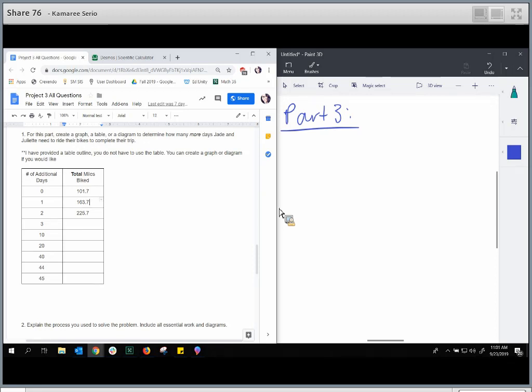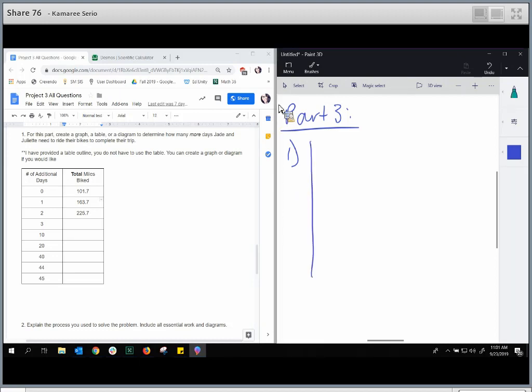Notice my X is number of additional days, and then my Y is the total miles biked. Okay, so this table is 0 starting technically on day 3, right? Because this is how many miles they bike those first 2 days. So what you do for number 1 is essentially just complete this table or draw your graph or your diagram.